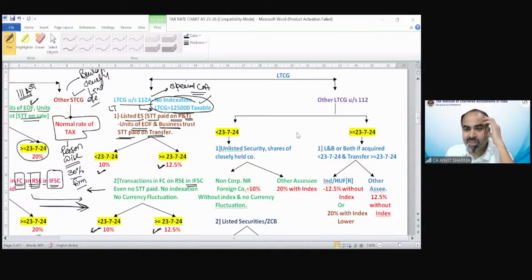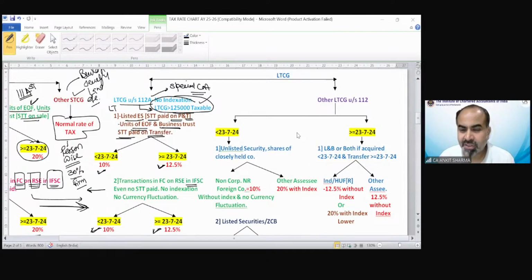STT full form, who is asking STT full form? Nidhi. Securities transaction tax, we have gone through this under section 112A. Even in PGBP, you must have gone through STT. Okay.